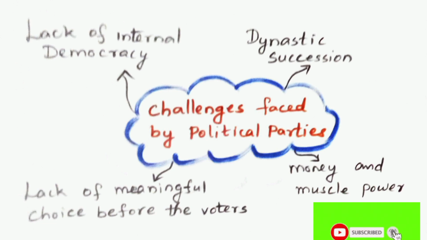Next challenge is money and muscle power. Since political parties are focused only on winning elections, they tend to nominate only those candidates who have or can raise lots of money. In some cases, parties support criminals who can win elections with their muscle power. Such people tend to have an influence on the policies and decisions of the party. Democrats all over the world are worried about the increasing role of rich people and big companies in democratic parties.